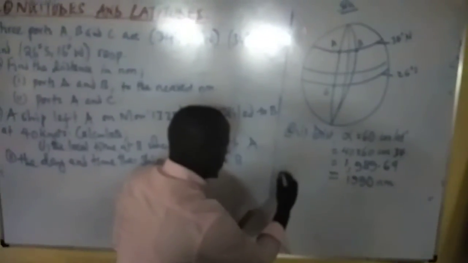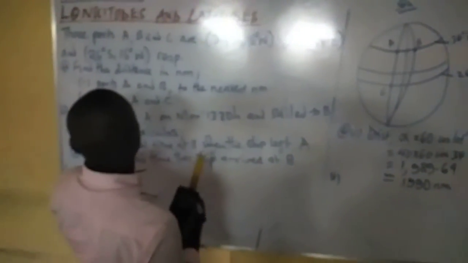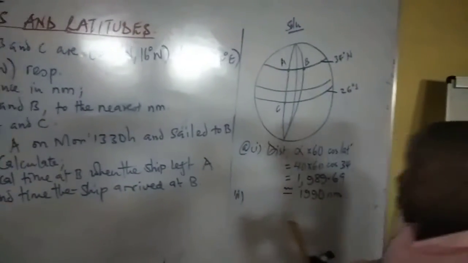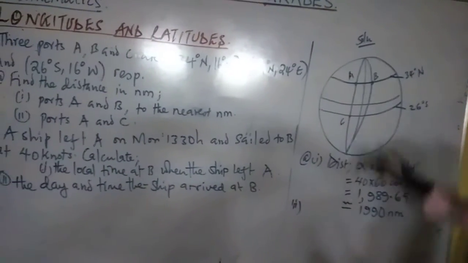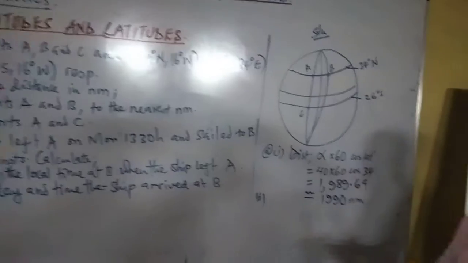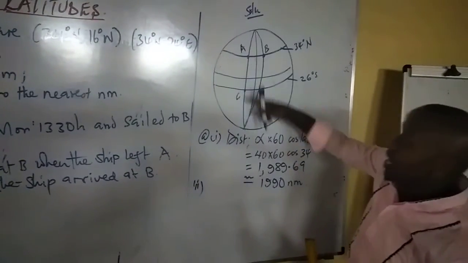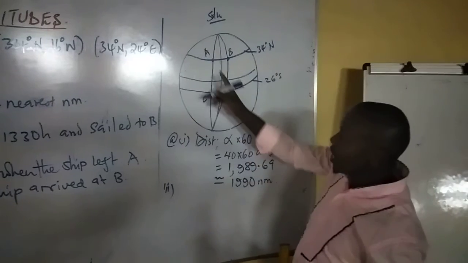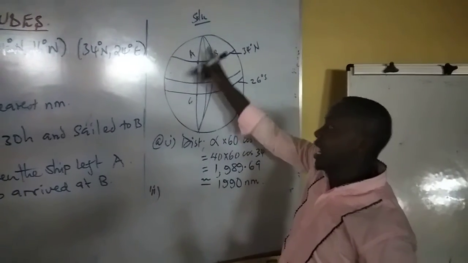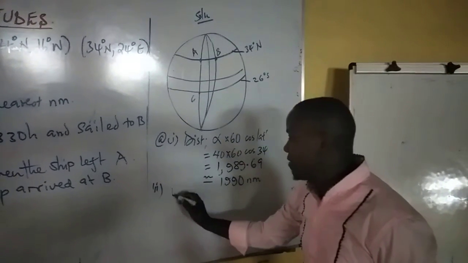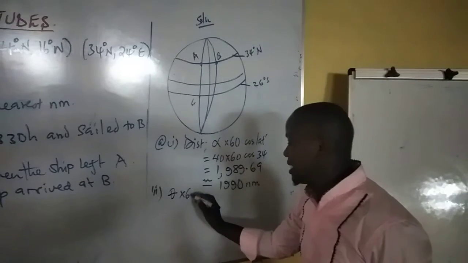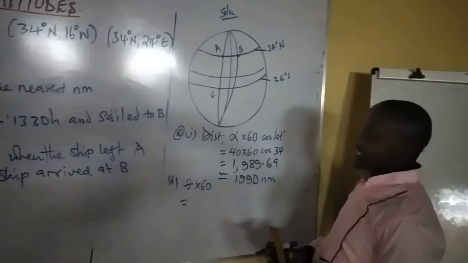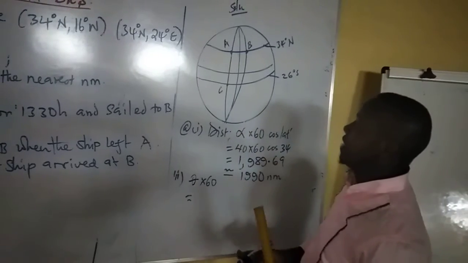Part B, the distance of ports A and C. From A and C, we are also getting the distance in nautical miles. A and C are on the same longitude, and we are going to get the distance in nautical miles along a longitude, which is gotten by theta times 60. So theta is the difference in the latitudes.